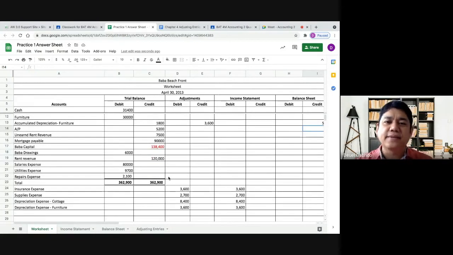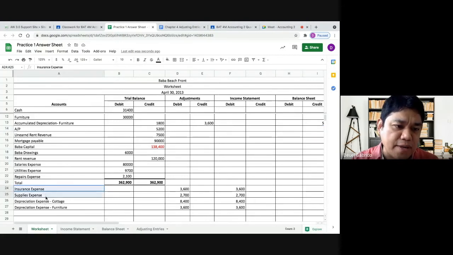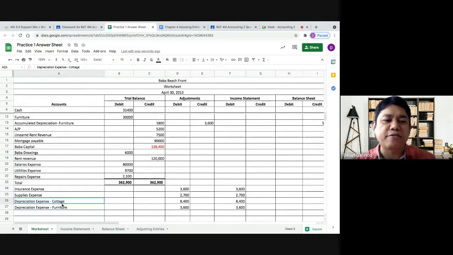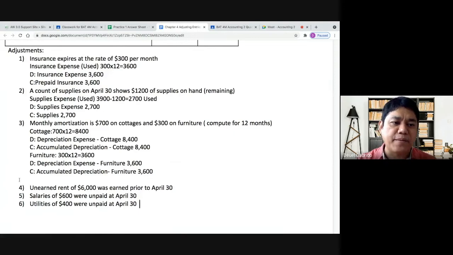If there is no question, I need to move on, okay? All right. So expenses are getting more because we have used, of course, the insurance, the supplies, and there is also a decrease in the value of your cottage and furniture. Okay, now let's go to number 4. An earned rent of 6,000 was earned prior to April 30th.